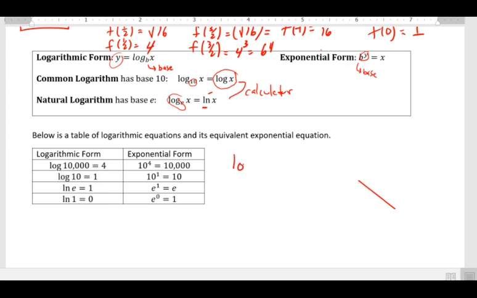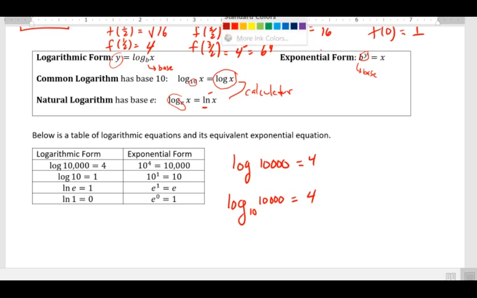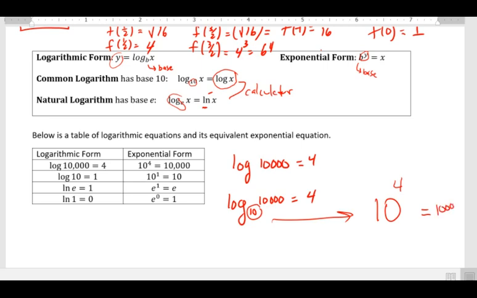So basically, if you have log of 10,000 equal to 4, notice that the base is missing, so there's a little 10 here. And so if we want to write it in exponential form, then we write the base, which is 10. And then I always like to ask myself, the log is always equal to the exponent. So since this log is equal to 4, then that's going to make 4 your exponent. And then the other number will go on this side.